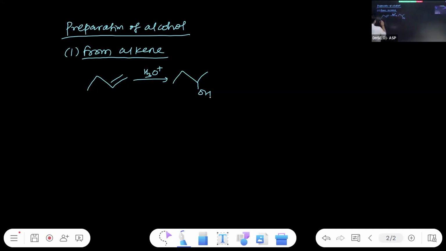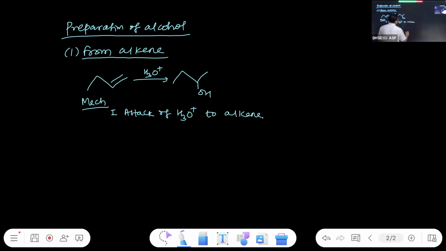So let us see the mechanism. The mechanism is also in your syllabus. First part: attack of H3O plus to alkene. Students, quickly note down. Alkene to form carbocation. Repeating, attack of H3O plus to alkene to form carbocation.